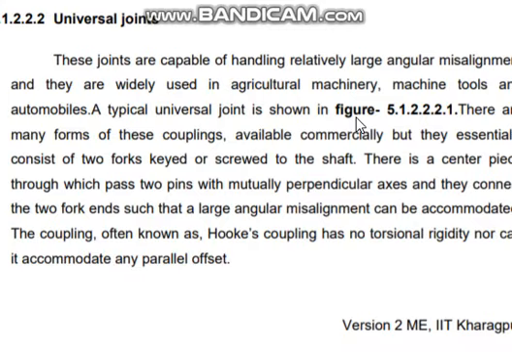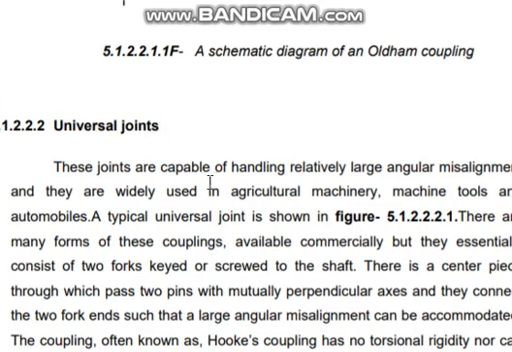Then universal joint. These universal joints can also be called universal couplings. These joints are capable of handling relatively large angular misalignment, and they are widely used in agriculture machinery, machine tools, and automobiles. Okay, a figure is shown.